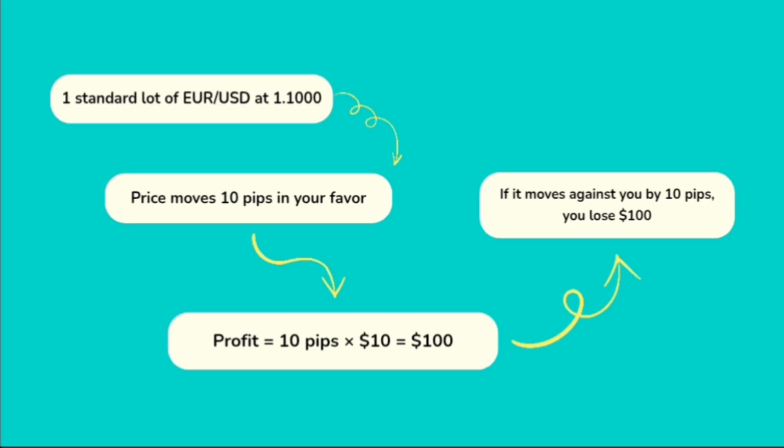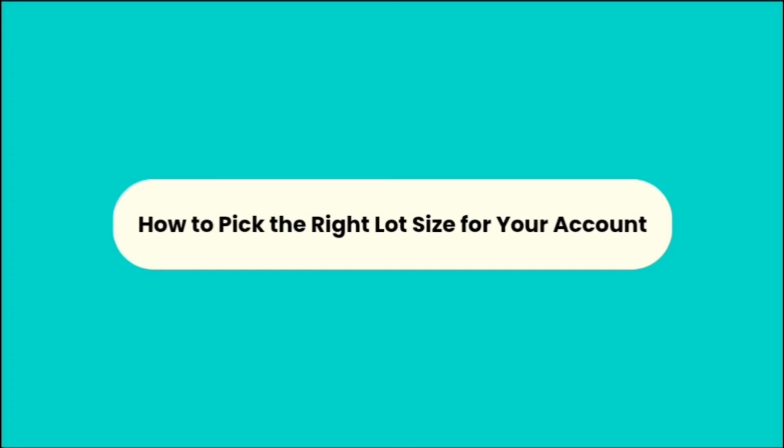Example, you trade one standard lot of EUR/USD at 1.1000 and price moves 10 pips in your favor. Profit equals 10 pips times $10. Remember, for every one standard lot move, that is worth $10. So 10 pips times $10 equals $100, which means if price moves against you by 10 pips, you just lose $100.